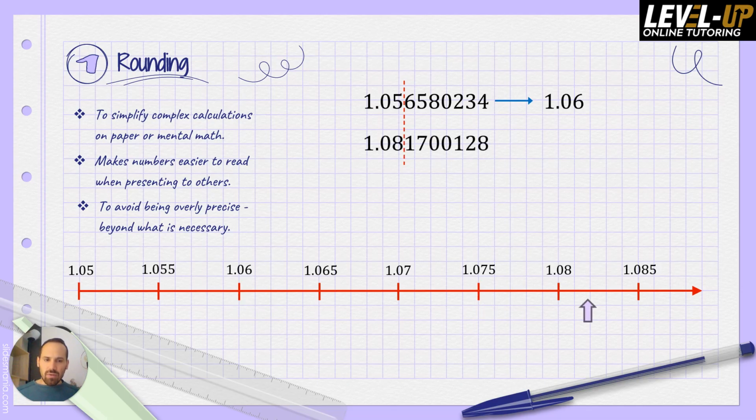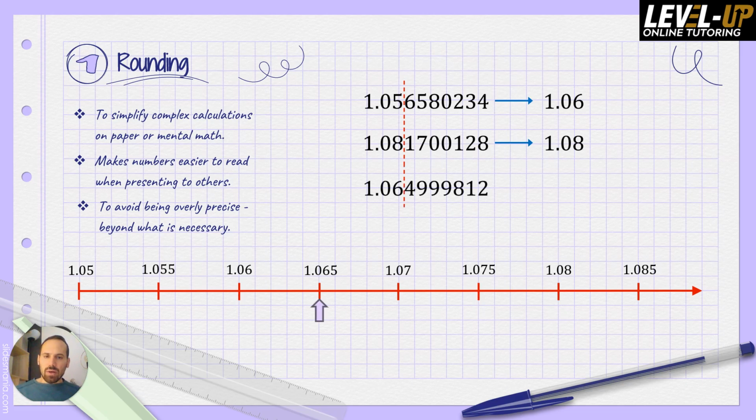And we can do the same thing with another number like this, because with these very precise numbers, the number line is not so useful now, and we need to look more at the numbers themselves. You see 1.08, then the next digit is a 1. So that tells us this is definitely closer to 1.08 than it is to 1.09. So that's going to round down like that.